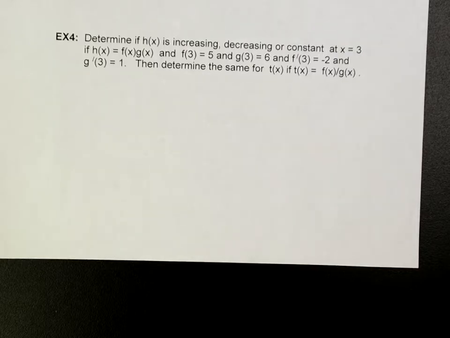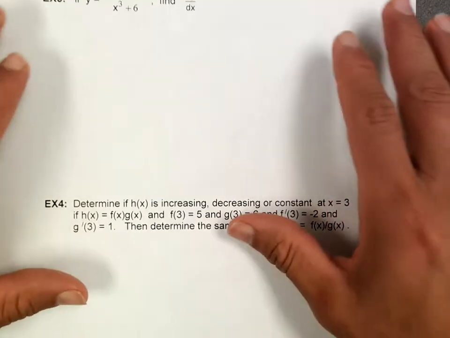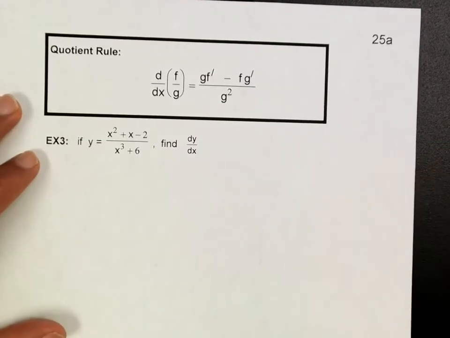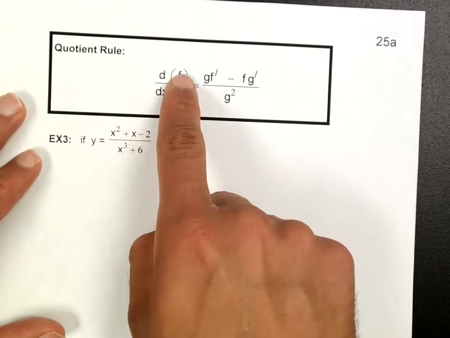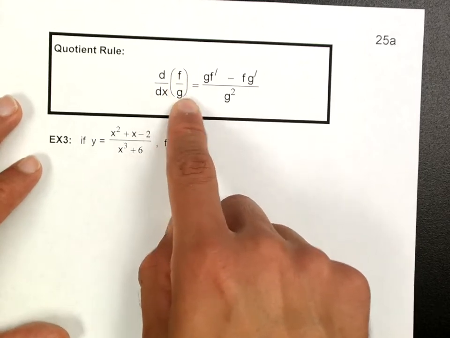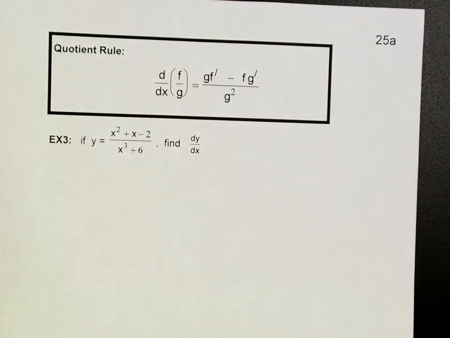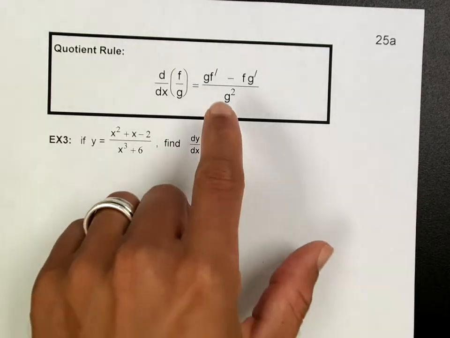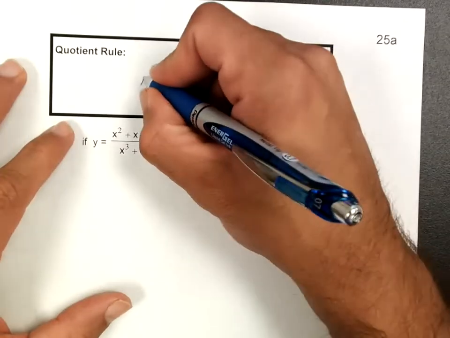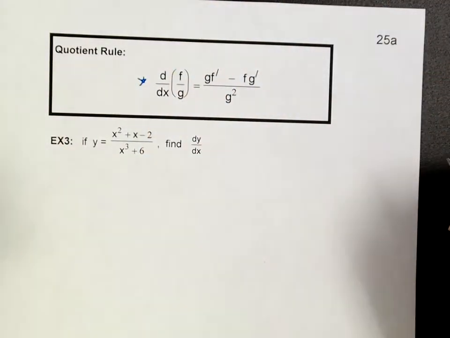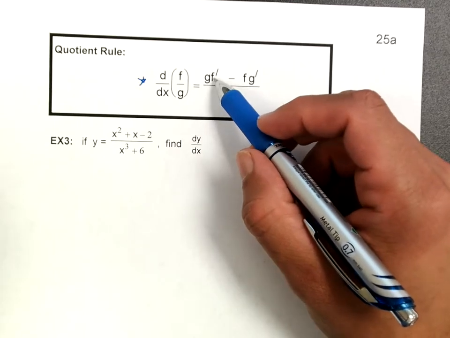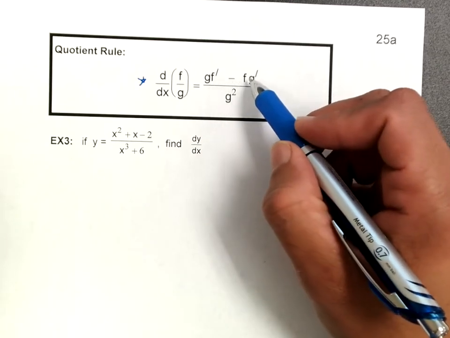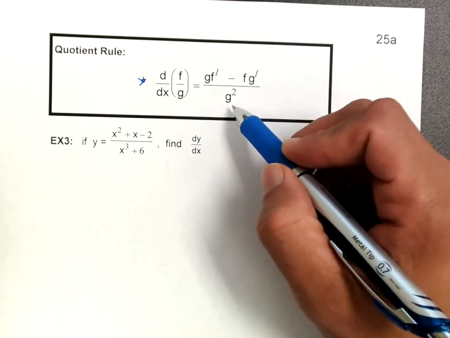Now, on the back of 25, we're going to use something called the quotient rule. The quotient rule is only used if you're taking the derivative of a function divided by another function. So every time you have a function divided by another function, and I'm asking you to take the derivative of that, you're going to have to use that formula. This one's harder to remember. Notice that you have the bottom times the derivative of the top minus the top times the derivative of the bottom, over the bottom squared.